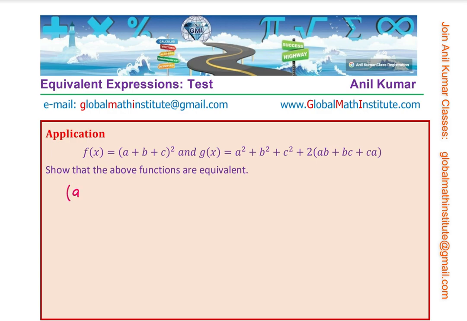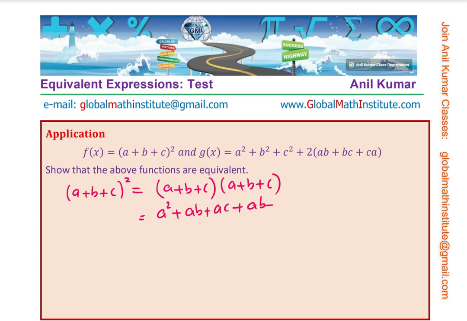So we are given f of x as (a plus b plus c) whole square. So let us expand it. It really means we have to do (a plus b plus c) times (a plus b plus c), correct? And apply the distributive property. First multiplying with a, we get a square plus ab plus ac. Now with b, we get ab plus b square plus bc, correct? And with c, we get ac plus bc, right, plus c square.